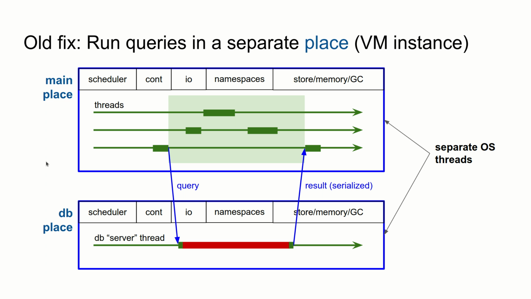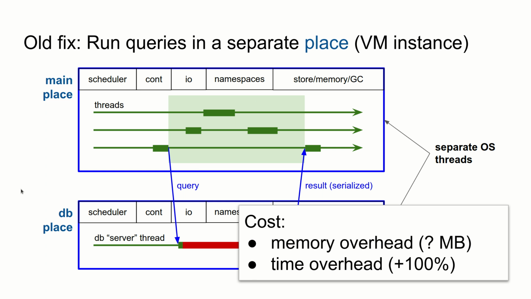So this fixes the responsiveness problem, but what is the cost? There are two kinds of costs. We have the memory overhead of creating a new Racket virtual machine instance, which I don't have numbers for, but is going to be in the megabytes, if not the tens of megabytes.